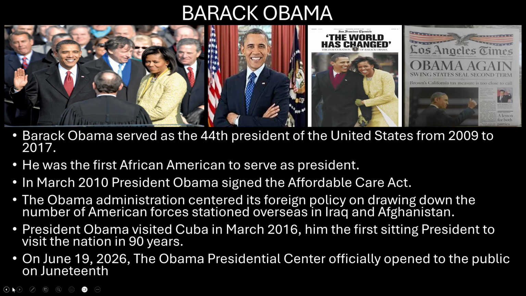On June 19, 2026, the Obama Presidential Center officially opened to the public on Juneteenth.